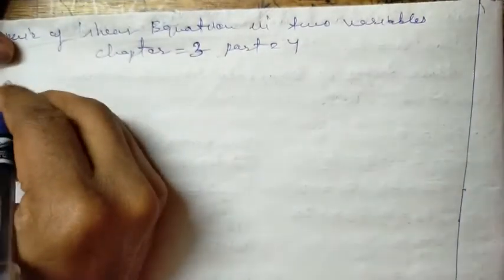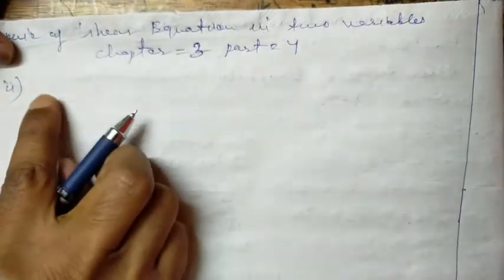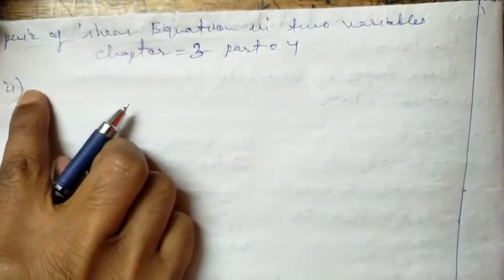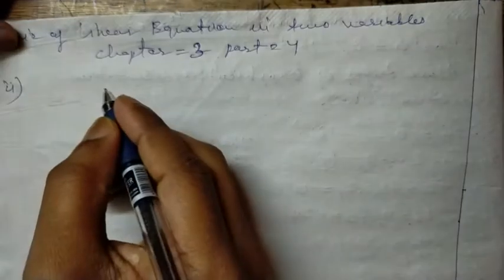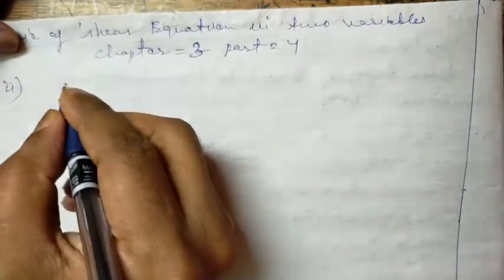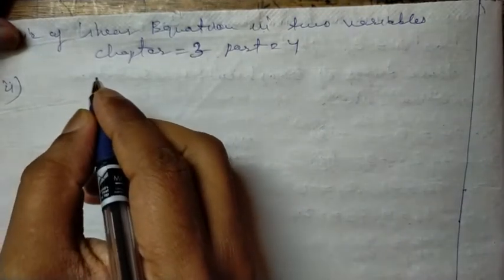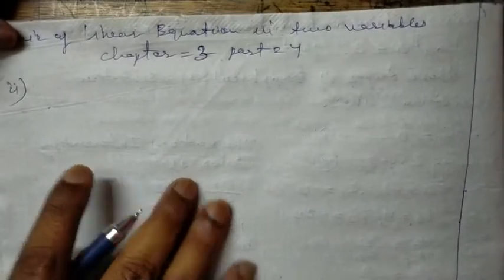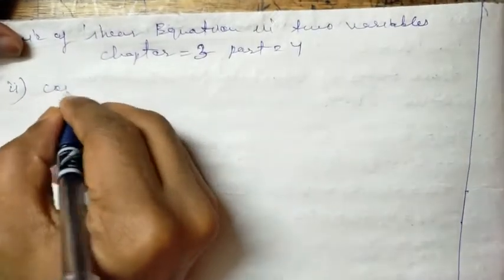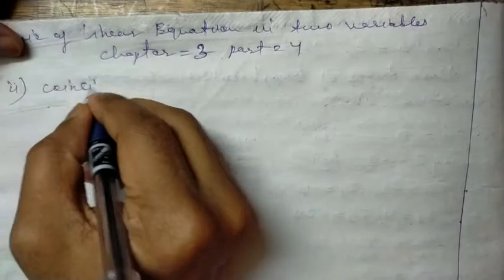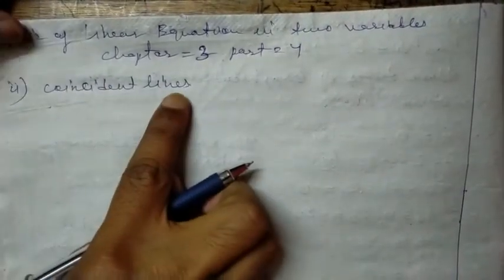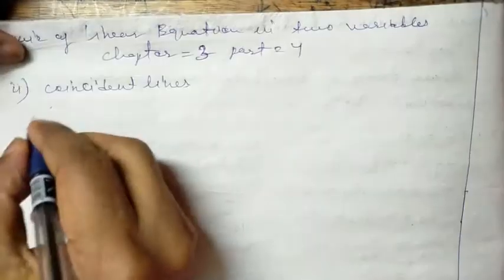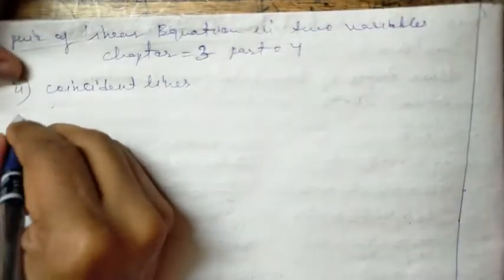Now we are going to do the second part of graphical methods. The first one was intersecting lines. The second one is coincident lines. How can we draw coincident lines on a graph paper? Let's take an example.